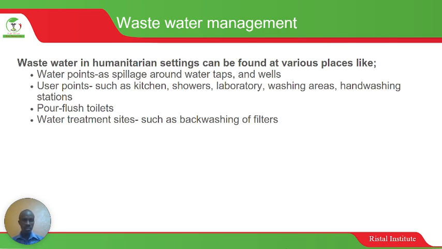So in humanitarian settings, wastewater can be found at various points, and these include the water points where it can spill, for example the taps or wells, then the user points in the kitchens, the showers or bathrooms, laboratory, like we had seen, washing areas where people wash clothes and other utensils. Then hand washing stations also generate this wastewater, but also flushing toilets can generate wastewater, which will always contain excreta and will be managed in a very rigorous manner.